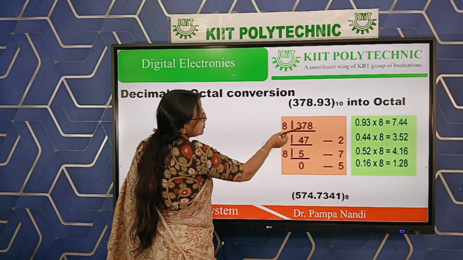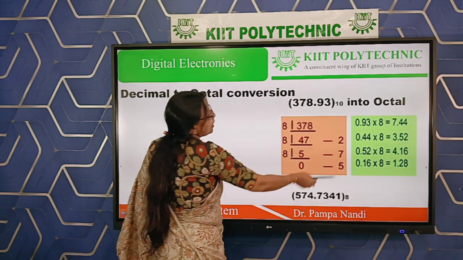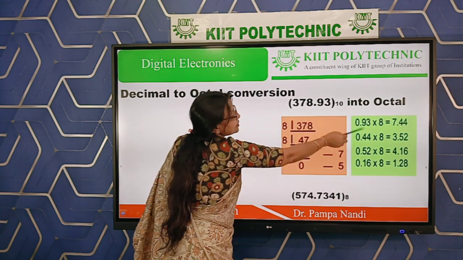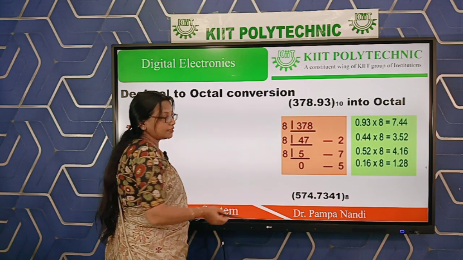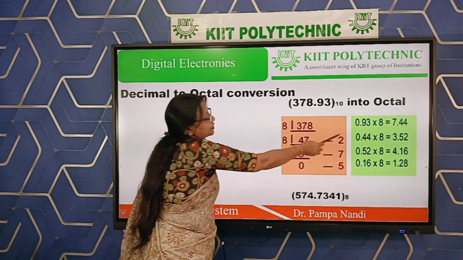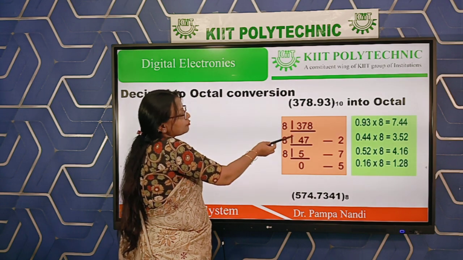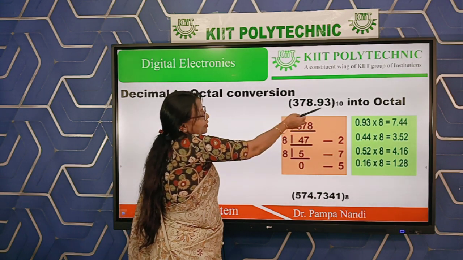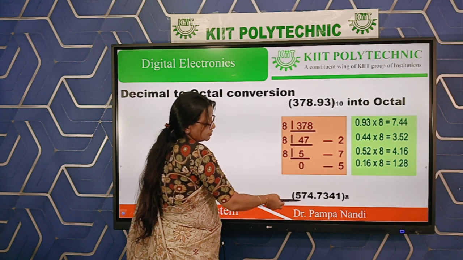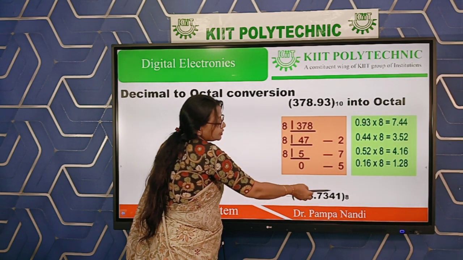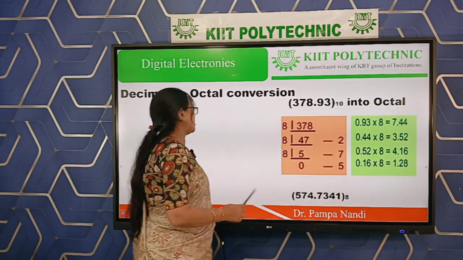So the integer portion is calculated this way, and in the same manner as I showed for binary, the fraction portion is calculated in the octal system. So what is the equivalent value? 378.93 of decimal number is equivalent to 574.7341 in octal.